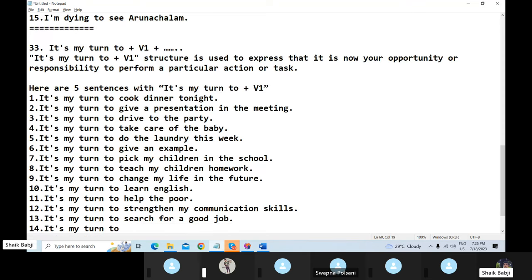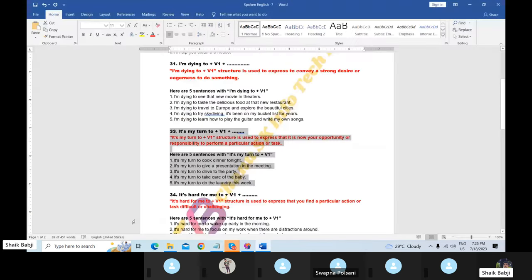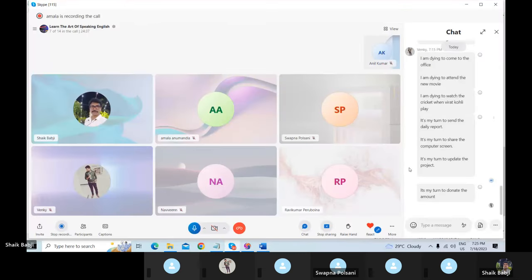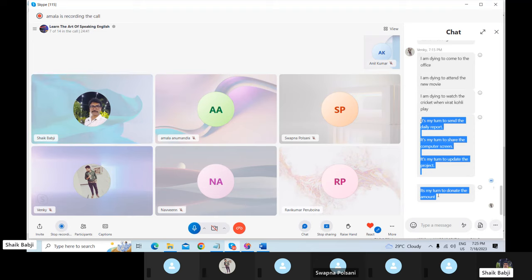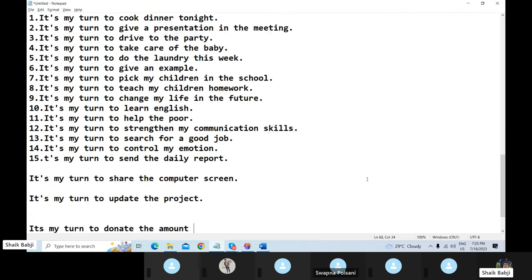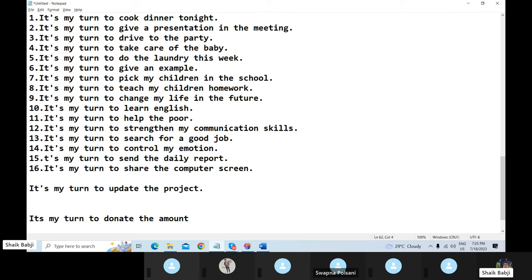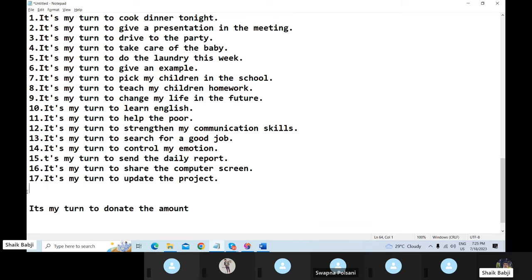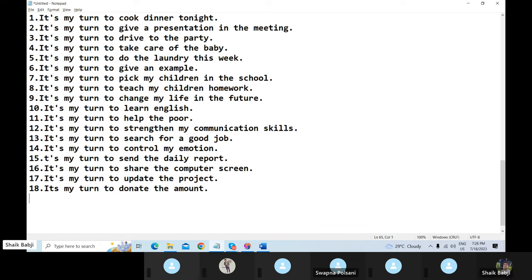It's my turn to control my emotion. Very fine. It's my turn to send the daily report. Okay, fine. It's my turn to share the computer screen. Very fine. It's my turn to update the project. Very fine. It's my turn to donate the amount. Very fine. I hope you understood. Have you understood this structure? Yes, sir. Thank you.